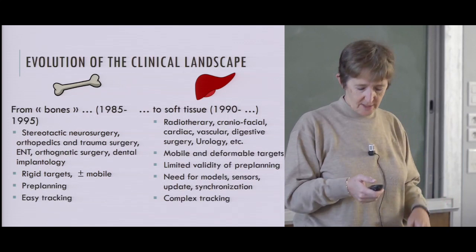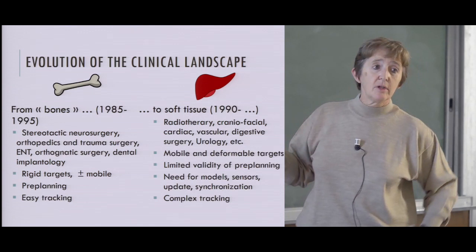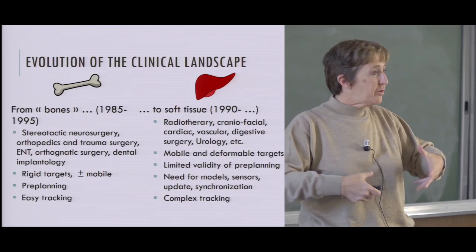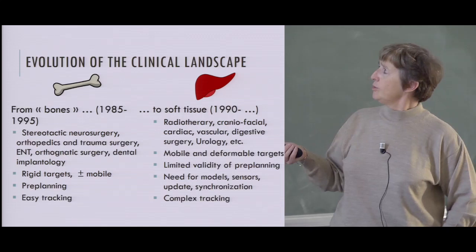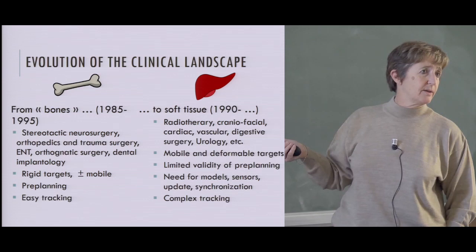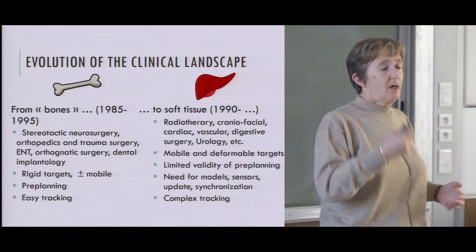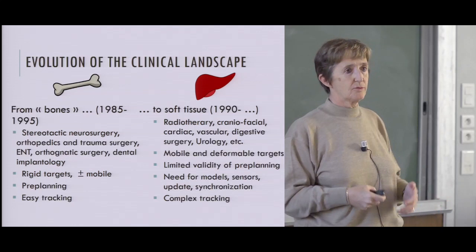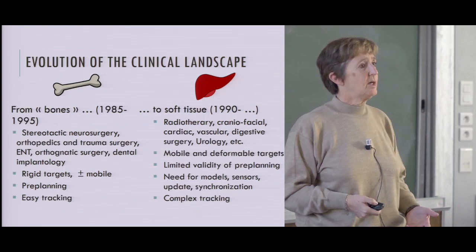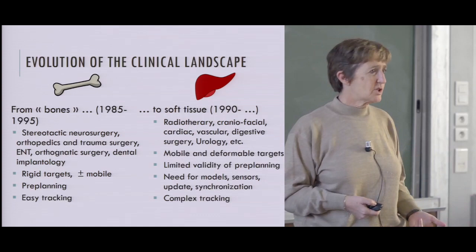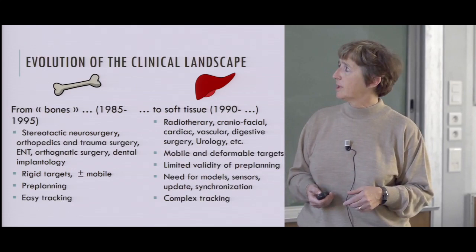Now, if you move to soft tissue, for instance, here is a liver. You breathe, so your liver is moving like that and is deformed. If you make surgery, of course, everything deforms also. So you not only have to track rigid things, but you have to deal with mobile and deformable targets. If you plan a liver surgery, as soon as you start the surgery, opening the patient, your planning is no longer correct. So you have to update this based on sensors, based on models, based on synchronization of your tools to the movement of your target. And that makes things much more difficult.